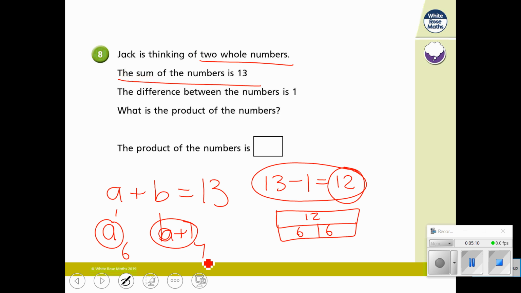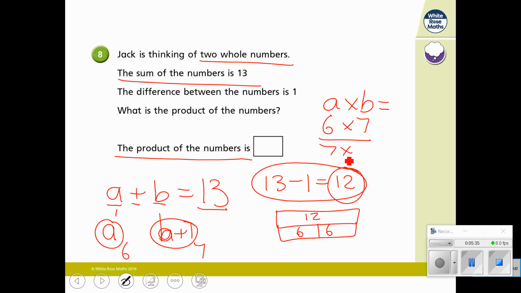Now, the product of the numbers: the product is when you multiply two numbers together. So A add B equals 13 is the sum. A multiplied by B is the product. And we need to find that out. Well, we know our two numbers now are 6 and 7. Remember, multiplication is commutative, so you could also have done 7 times 6. And the answer is 42. Did you get that? If not, don't worry, just watch and learn.